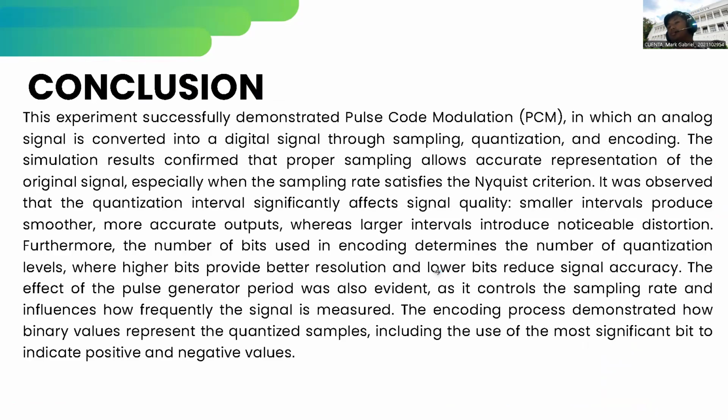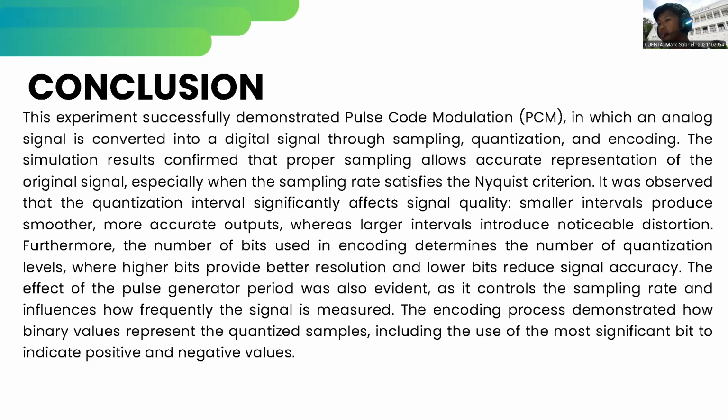So, conclusion. In this experiment, we successfully demonstrated pulse code modulation, in which an analog signal is converted into a digital signal through sampling, quantization, and encoding. The simulation result confirmed that proper sampling allows accurate representation of the original signal, especially when the sampling rate satisfies the Nyquist criterion. It was observed that the quantization interval significantly affects signal quality. Smaller intervals produce smoother, more accurate outputs, whereas larger intervals introduce noticeable distortion.